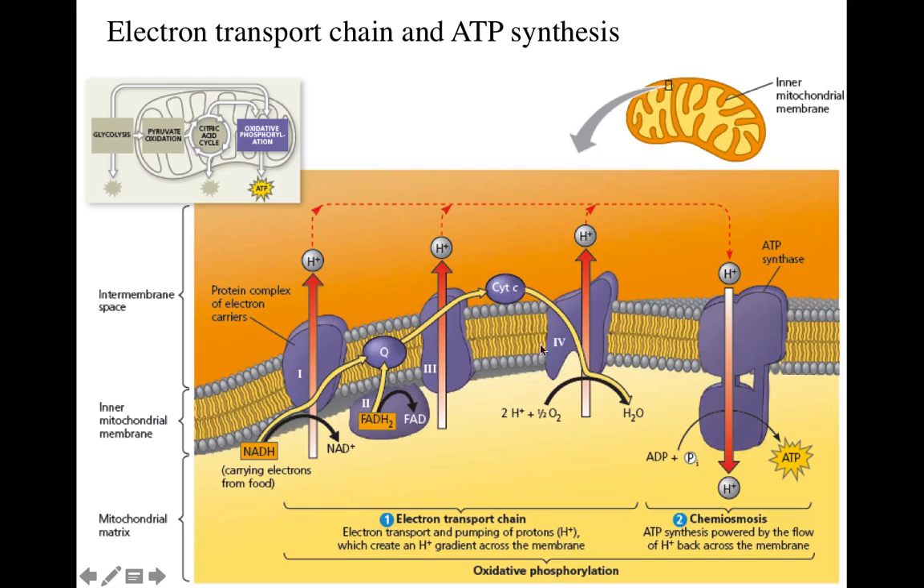It's a combination of two things. One is the electron transport chain, and the second one is chemiosmosis, which is the synthesis of ATP resulting from the flow of protons through the membrane. So chemiosmosis and electron transport chain together are known as oxidative phosphorylation, or this leads to oxidative phosphorylation, or phosphorylation of the ADP molecules into ATP.